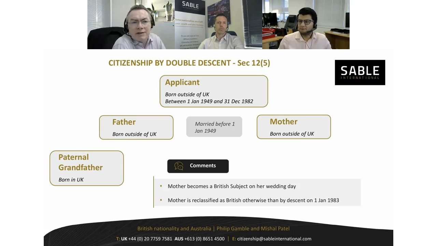So we've moved on to the next slide, and that shows the first example of citizenship by double descent. So this is in the second generation by descent. So on seeing that, you'll see that your paternal grandfather must be born in the UK for you to qualify.